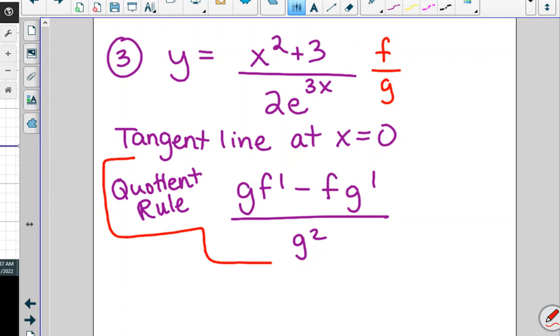We'll need that for the slope, but we'll also just need straight substitution to get the point.